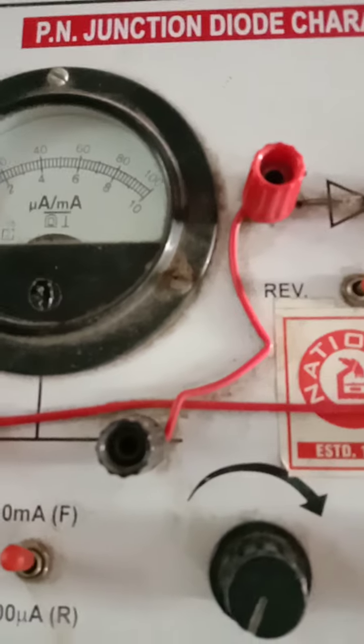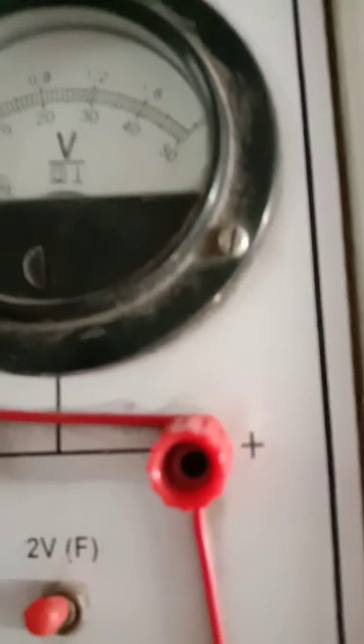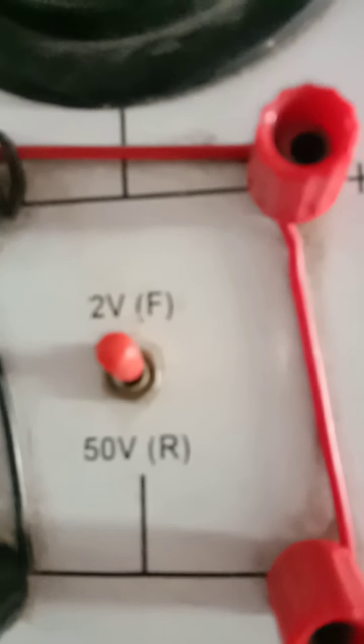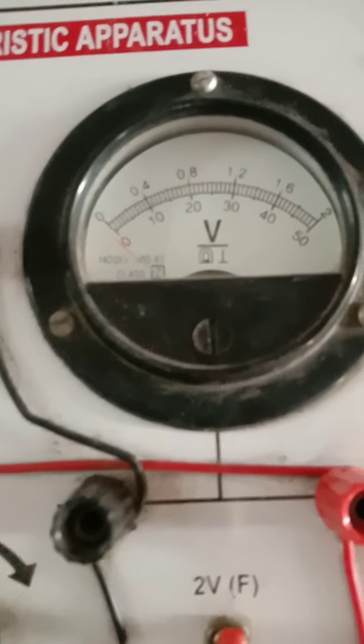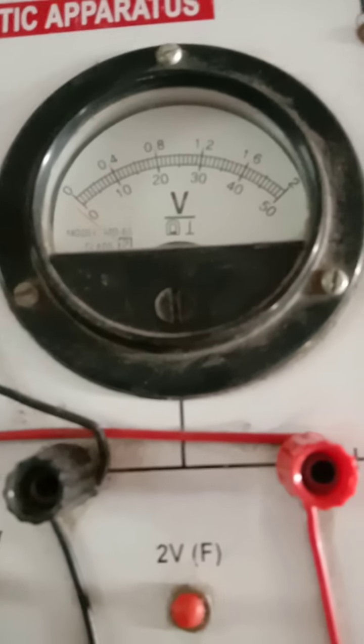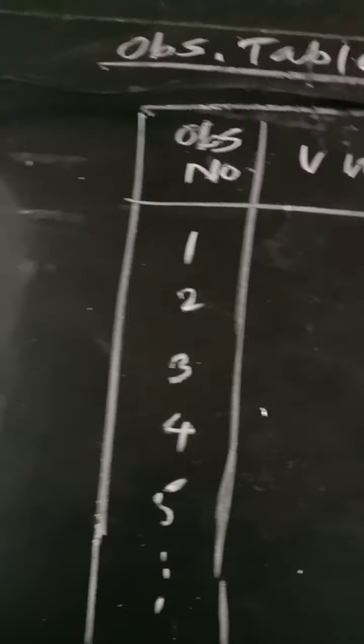That will be the first observation. Second observation regarding this voltmeter: if you consider the range of the voltmeter, it is chosen as 2 volt, that is from 0 to 2 volt, and therefore the least count of the voltmeter is 0.04 volt. So those will be the observations.